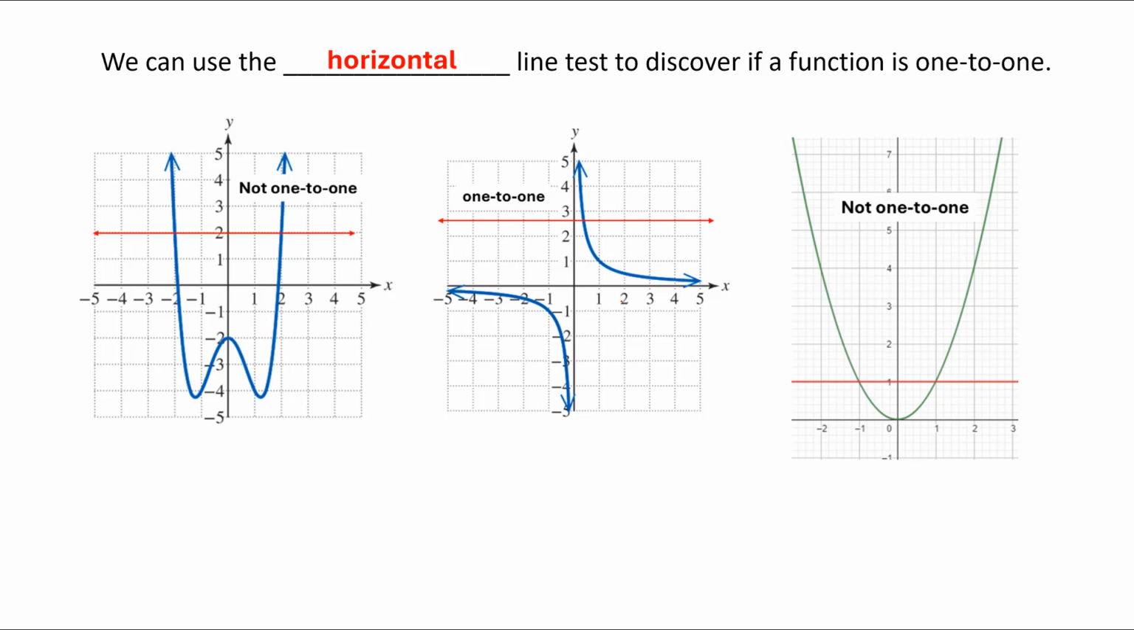The one in the middle, that is a function. If you use the vertical line test, it will only hit it once. And if you use the horizontal line test, it will also only hit it once. So that is a one-to-one function. On the far right, you have a parabola. If you use the vertical line test, it is a function. It doesn't hit the graph more than once. But if you use the horizontal line test, it hits it more than once. The y, 1, has two different x's, -1 and 1. So that is not a one-to-one function, even though it is a function.